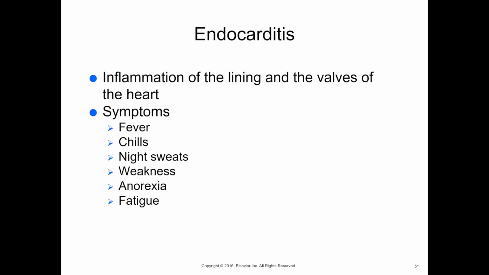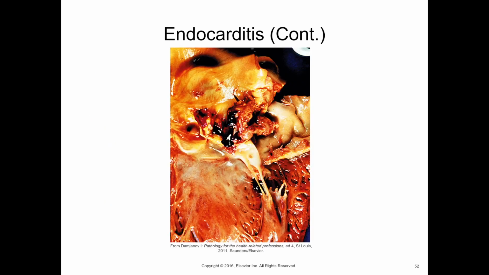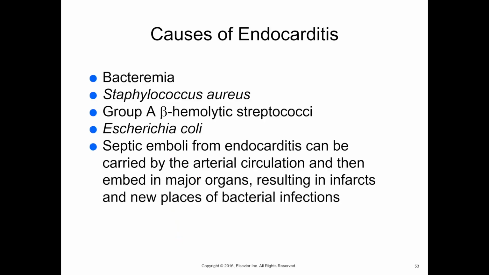Endocarditis. This is inflammation of the lining and valves of the heart. This is almost always infection, okay? But it could also be an autoimmune disease. You typically will see vegetative growths on the valves of the heart, like you see in this picture here. That was bacterial endocarditis. So Staph aureus and group A beta hemolytic streptococci and E. coli are kind of the big three to cause this.